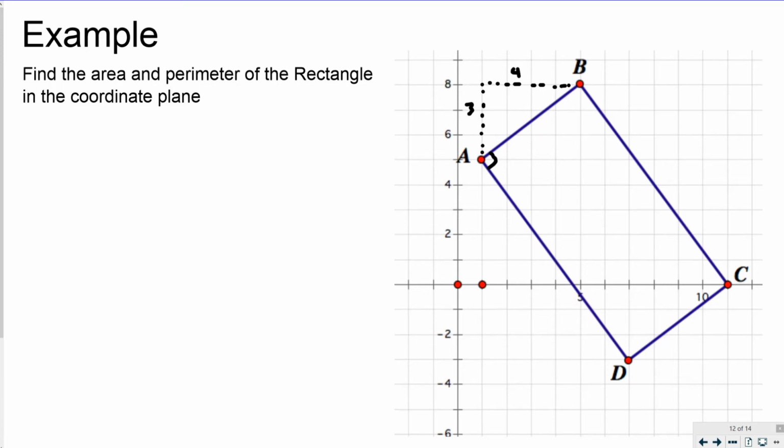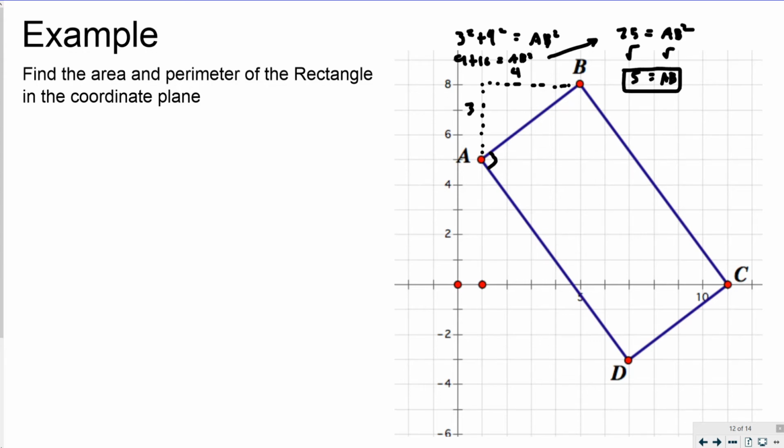So then I can do the Pythagorean theorem here. 3 squared plus 4 squared equals AB squared. So I get 9 plus 16 equals AB squared. And go over here. That's 25 equals AB squared. So you take the square root, and AB is going to be equal to 5. So this length here is 5. And then I'm going to do the same thing to find AD. So I'm going to go down.